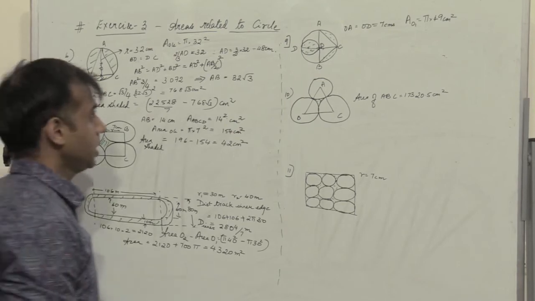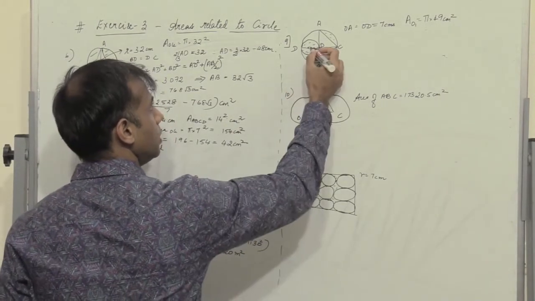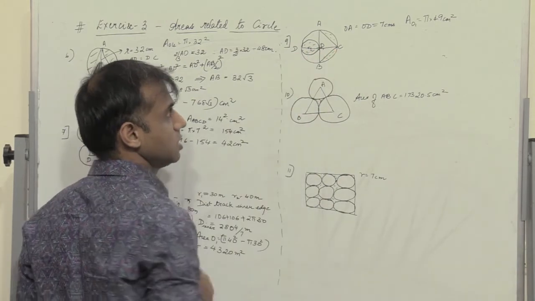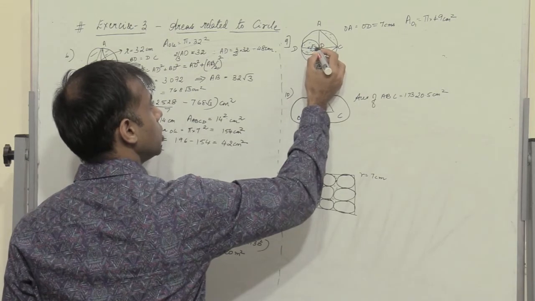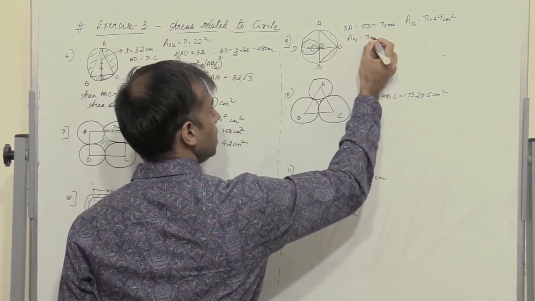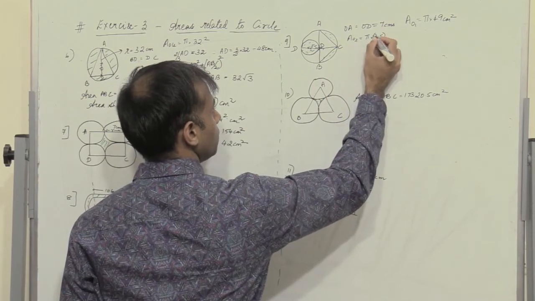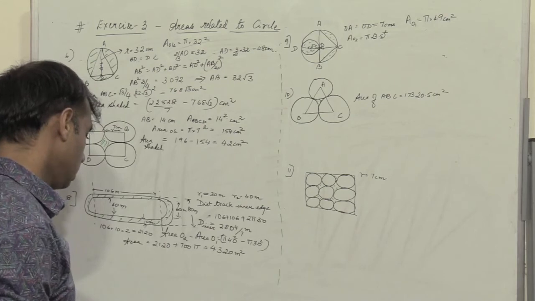So now we need to find the area of this smaller circle. Since this is 7 centimeters, the radius of this small circle would be 3.5. So the area of circle 2 is pi into 3.5 the whole square. That gives the area of the smaller circle.